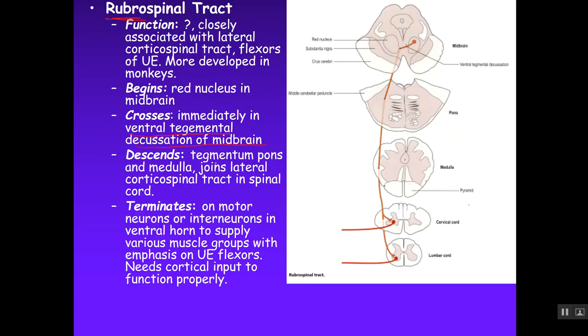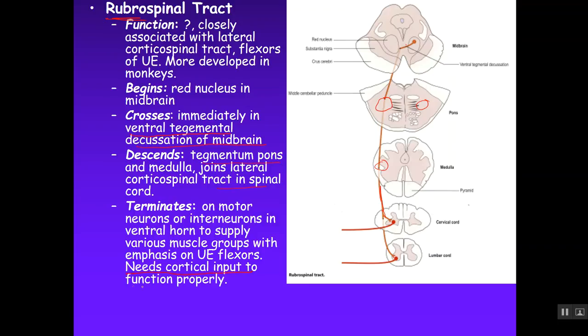It descends in the tegmentum of the pons. This is just that tegmentum out here, that kind of middle meaty part of the pons. It just descends somewhere in there, and the medulla, same thing in the medulla. And then it ends up joining in right next to the lateral corticospinal tract in the spinal cord. Remember how you saw that yellow piece was almost partially within the lateral corticospinal tract? It runs right with it. Once it gets into the spinal cord, it meets up with the lateral corticospinal tract. It terminates in motor neurons or interneurons in the ventral horn to supply various muscle groups with emphasis on upper extremity flexors. Okay.